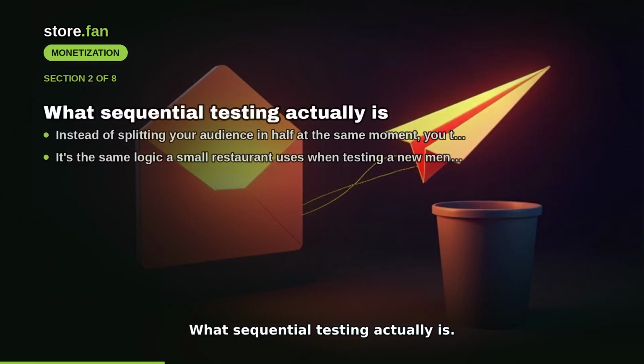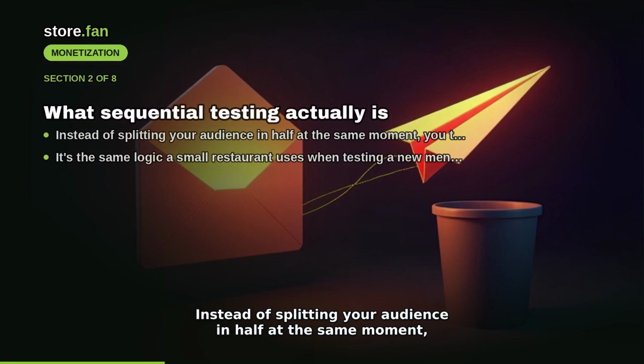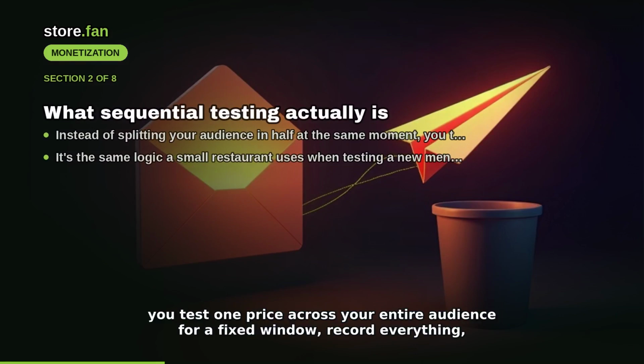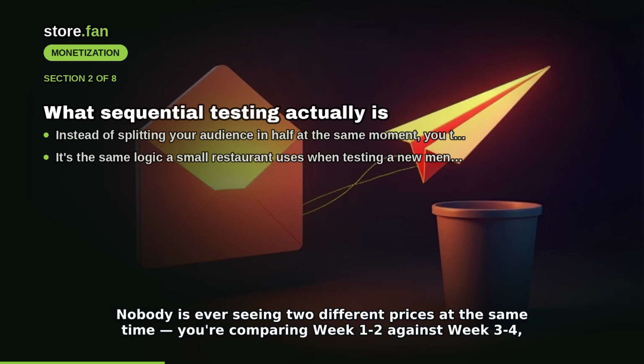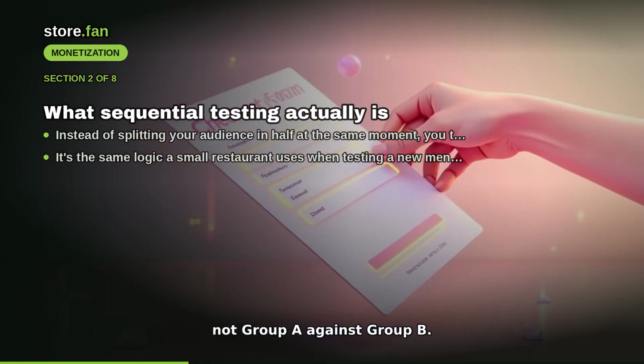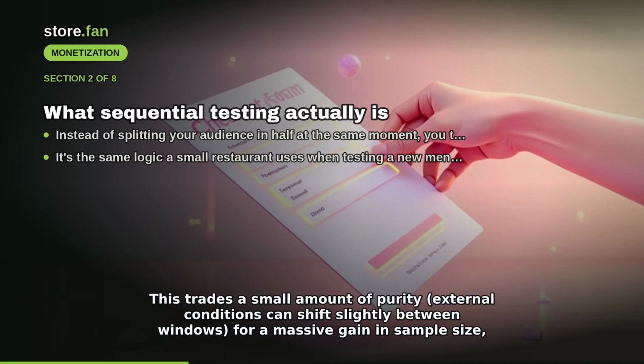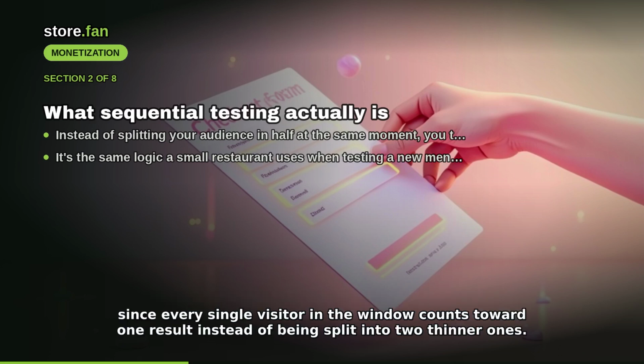What sequential testing actually is: instead of splitting your audience in half at the same moment, you test one price across your entire audience for a fixed window, record everything, then switch to the next price for an equal window. Nobody is ever seeing two different prices at the same time. You're comparing week 1-2 against week 3-4, not group A against group B. This trades a small amount of purity, since external conditions can shift slightly between windows, for a massive gain in sample size, since every single visitor in the window counts toward one result instead of being split into two thinner ones.